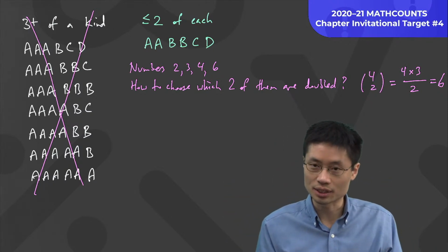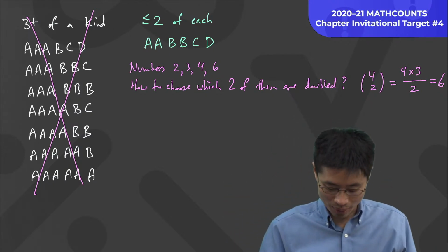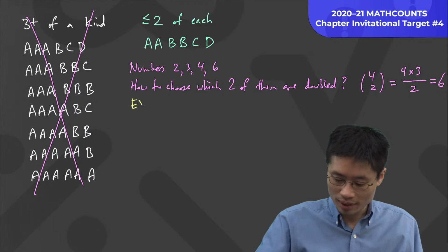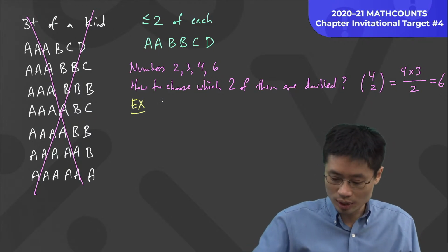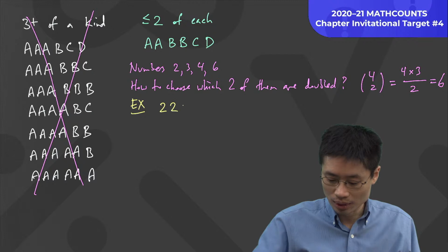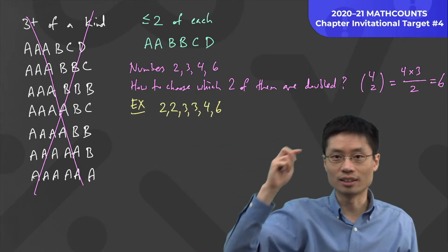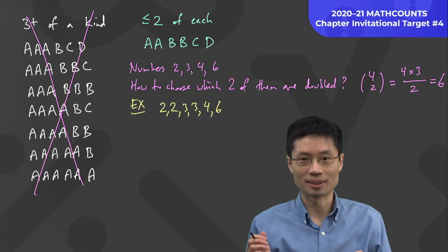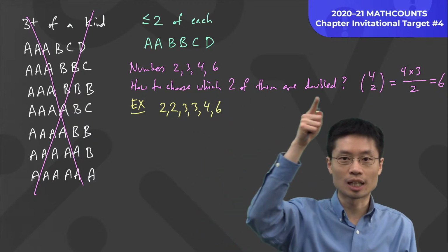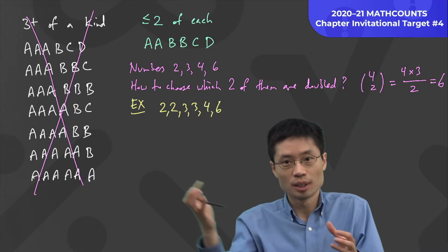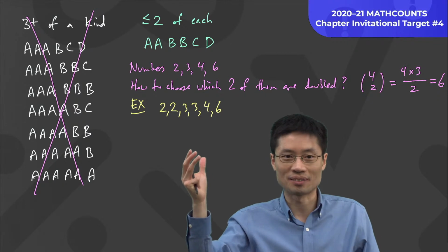Once I've made that decision, now I have something that looks, for example, like this: 2, 2, 3, 3, 4, and 6. That's what I'm playing with. So after this line, I know what are the numbers I'm playing with. And every different outcome of this line gives me a different bunch of 6 numbers. That's how I'm going to think of this, okay?